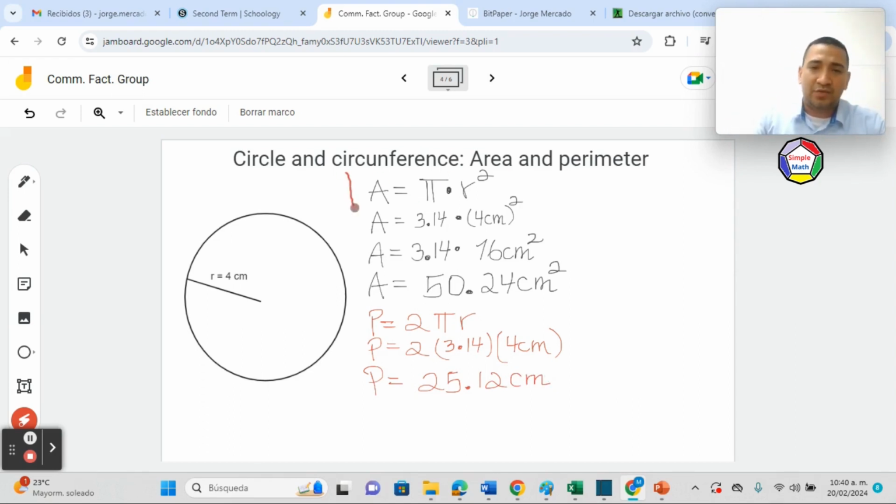Do not forget these two formulas. To calculate the area is pi times the radius squared, and the perimeter is 2 times pi times the radius.